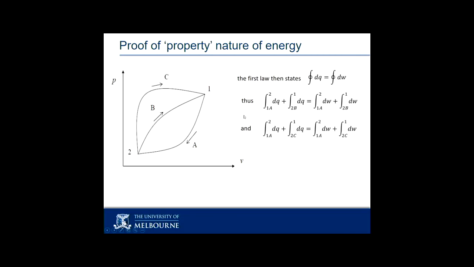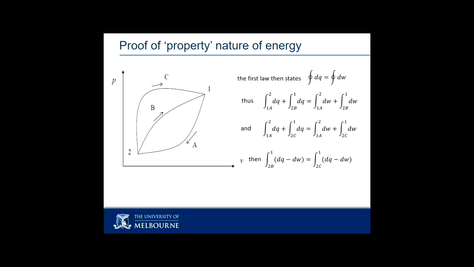And if I follow path A down to 2, and I follow B or C back to 1, so this is 1A to 2, and from 2 along B to 1, 1A to 2, 2C to 1, they all equal the work and the heat transfer. On the left-hand side is a statement on the heat transfer, the right-hand side is a statement on the work. I write it all down, they have to equal each other.